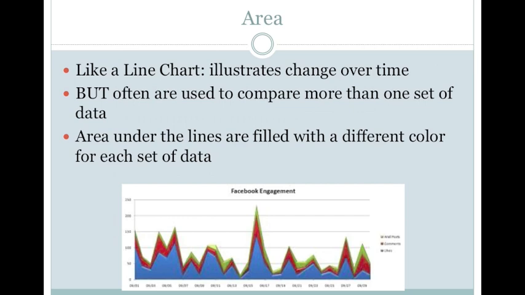Area. Like a line chart, it's going to illustrate change over time. But the difference here is that it often is going to be used to compare more than one set of data. And then also the area under the lines are going to be filled with a different color for each set of data. So as you can still see here, you have the peaks and the valleys, but it's going to be colored in so you can kind of see where things overlap.